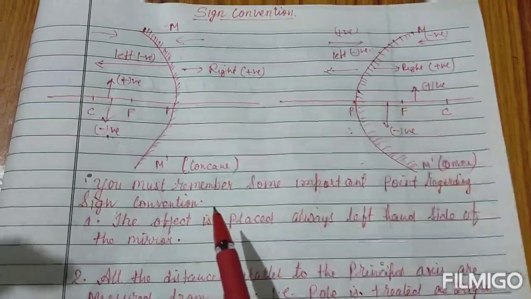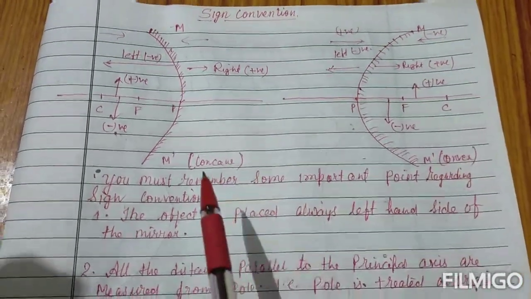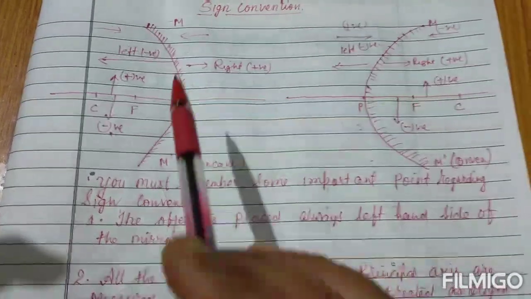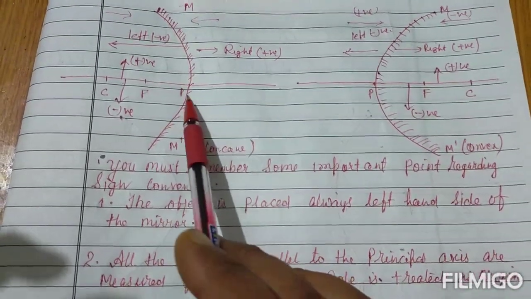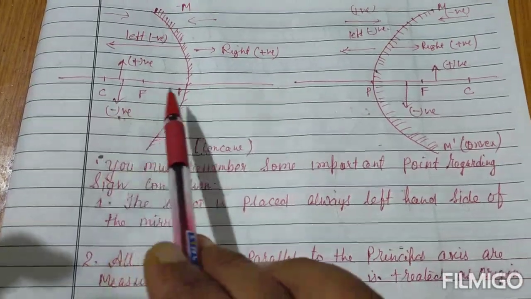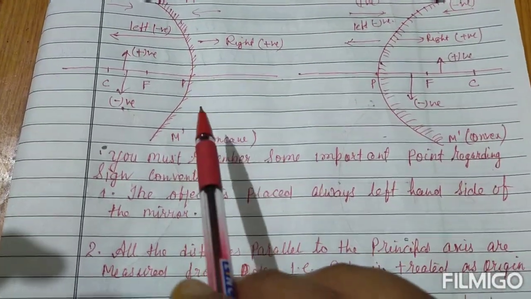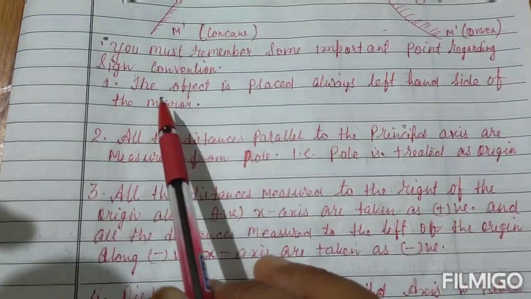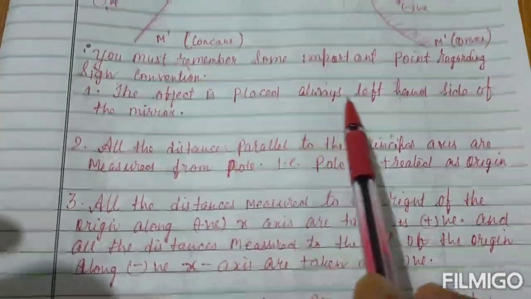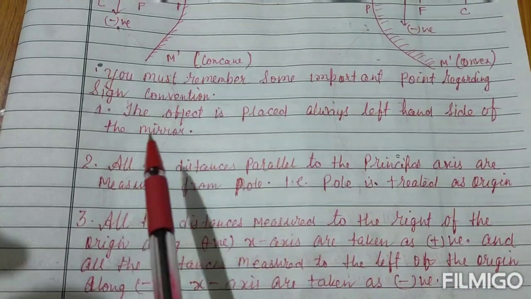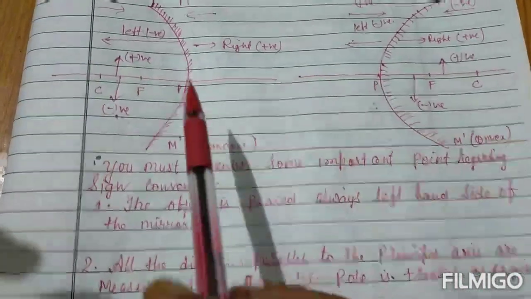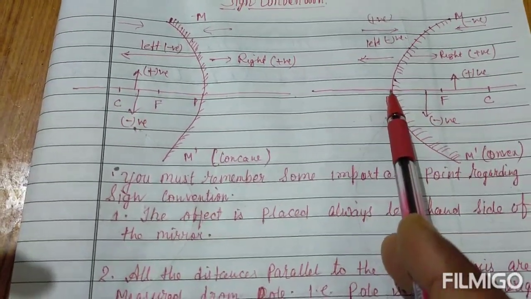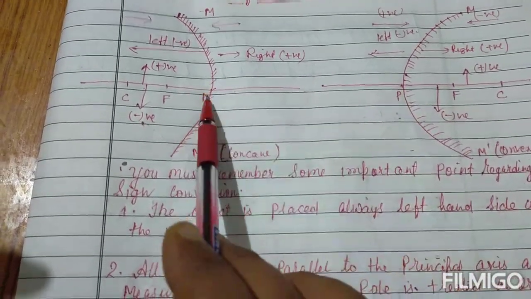But before explaining sign convention, I must remind you of the number line which you have studied in basic classes. In a number line, 0 is the origin, and left from 0 there is negative, right from 0 there is positive. So we will use a similar concept here. Number one, the object is placed always on the left-hand side of the mirror. The object will always be on the left side, that is, on this side. In convex mirror, the object will be placed on this side. In concave mirror, on this side.